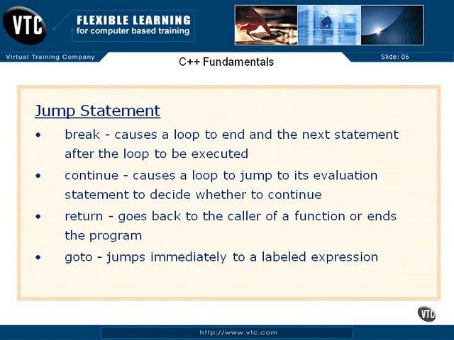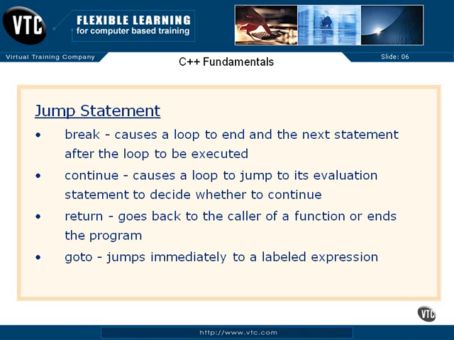These are, again, basic fundamentals, so we won't spend a whole lot of time on them and look at a bunch of code, but I just want to make sure you're aware of them. The break jump statement, if it's found within a loop, like a for or a while or a do while, causes the loop to end, and the next statement outside the loop will be executed. The control will transfer to that next statement.